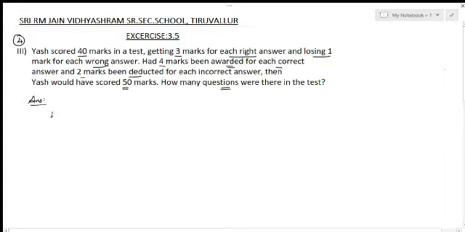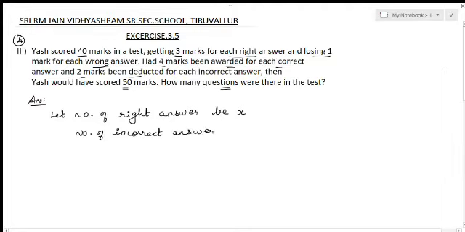So let me consider, let the number of right answers be x and the number of incorrect answers be y. To find the total number of questions, if I add both the correct answers and the incorrect answers, I will get the total number of questions. So it is x plus y.